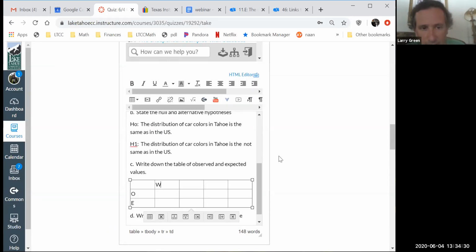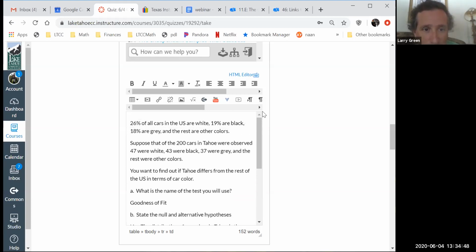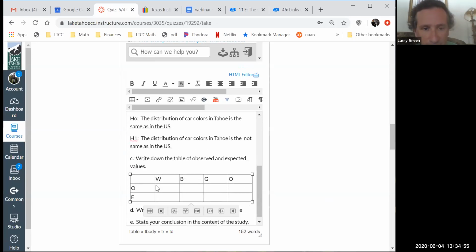So white, black, gray, and other. Again, if you want to put the full word in, you can. Abbreviations are just fine, though. Okay, now the observed were just given. That should be really easy for everyone because the observed are 47, 43, 37, at least the first 3. 43, 47, 43, 37.